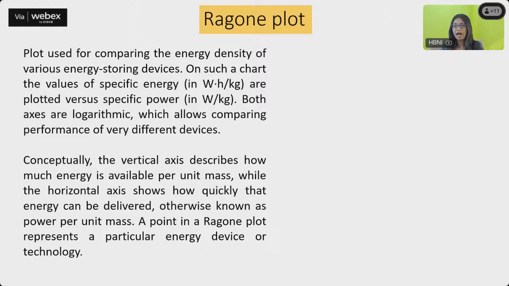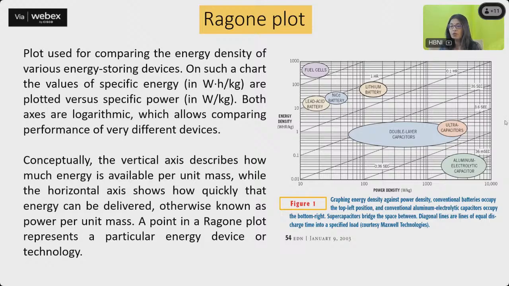What you will have over here is power density, as you can see on the x-axis, and this is a logarithmic scale. Then you have energy density in watt hour per kg, which is on the y-axis, and again it is a logarithmic scale. Over here you see all these different energy storage technologies given, and wherever one is placed, it shows its energy density and power density.